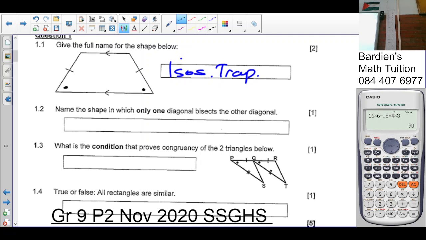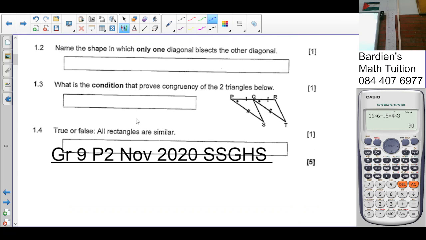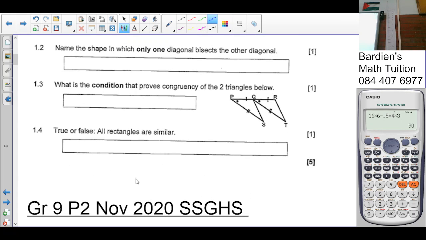Okay. Yes? Yes. You. Yes. Alright, so number 1.2 says, name the shape in which only one diagonal bisects the other diagonal. That's a kite. So they said both is a kite. Right, maybe that time we weren't so wise as we are today. We're a little bit more wise today than yesterday. Not so much. Okay. In 1.3 it says, what's the condition that proves congruency of two triangles below?